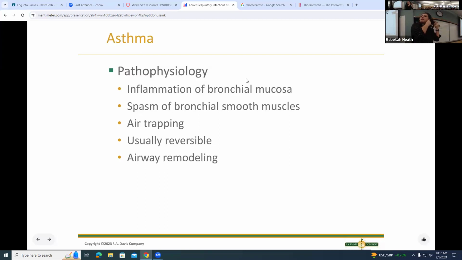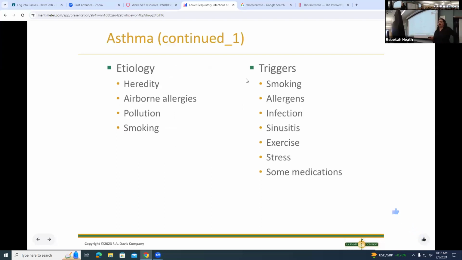A lot of times, like I'm actually adult onset asthma, and that's just from allergies. I have a lot of allergies, and so from that, I got lucky and developed asthma. Your airways can actually remodel, similar to bronchitis and COPD. There can be hereditary issues with asthma, like some people are just more prone in their families. But if you have airborne things, pollution, smoking, that can also contribute to it.